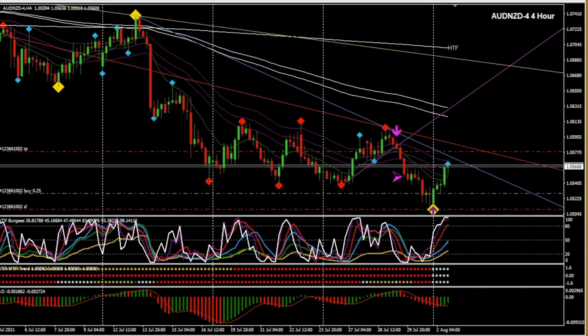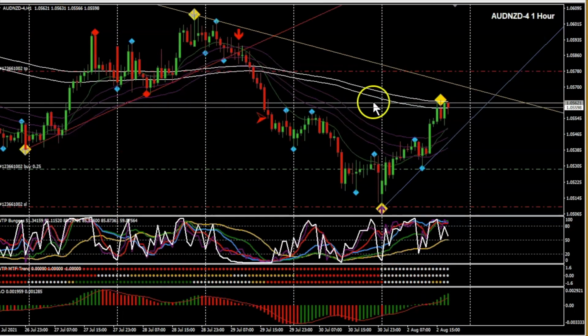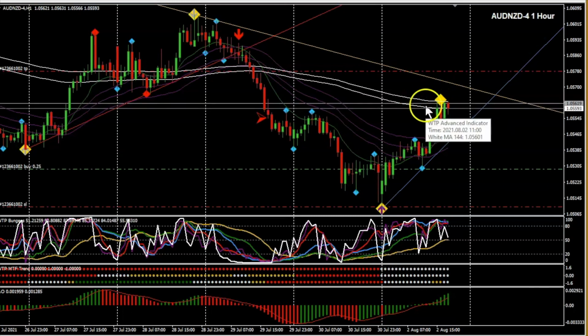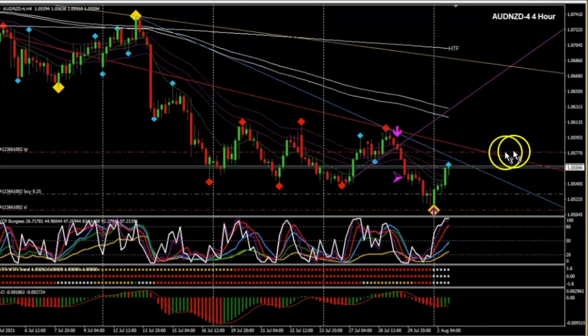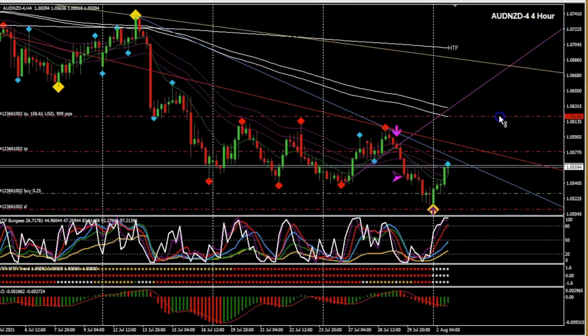Let's move down to the 1 hour chart. We've already reached the tunnel on the 1 hour chart, so this is a good level to take half your profits. I've taken half of my profits here, and now I'm going to reevaluate. I am going to look for the next higher time frame tunnel and trail my stop. So I'm actually going to move this profit target to here.